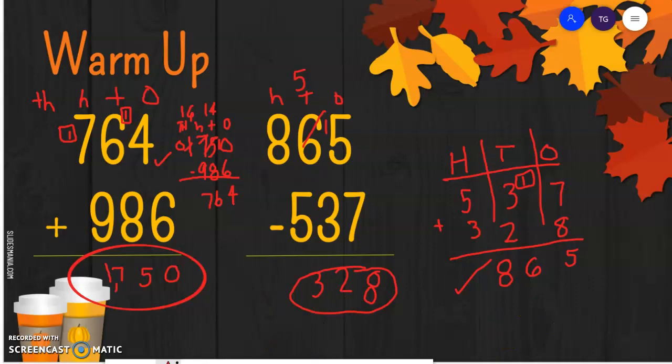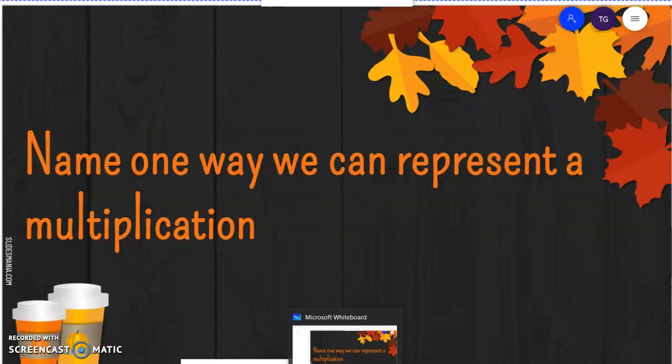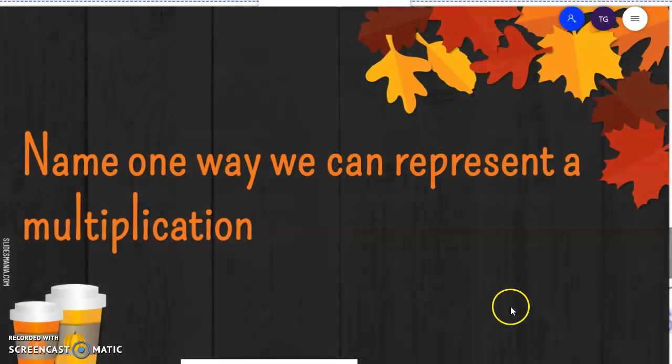Now we're going to start our lesson for today. So let's think about some ways that we learn to represent multiplication. Last week you may have heard a lot of vocabulary using the words repeated addition, equal groups, and you may even have heard the word array. So today we're going to use that same information and see how multiplication can be a shortcut to repeated addition. So one way we learn to represent multiplication is through repeated addition.